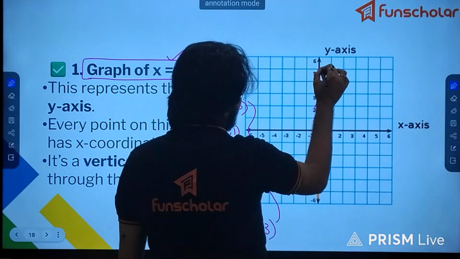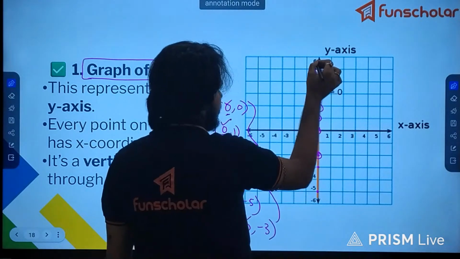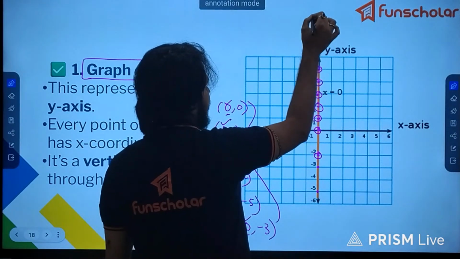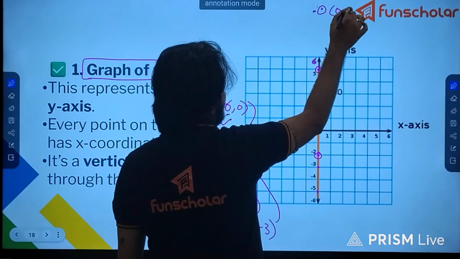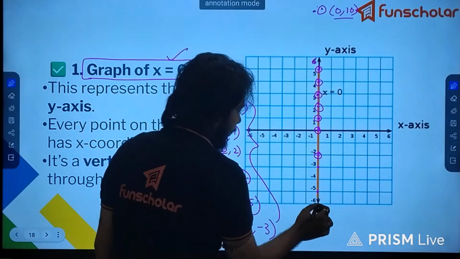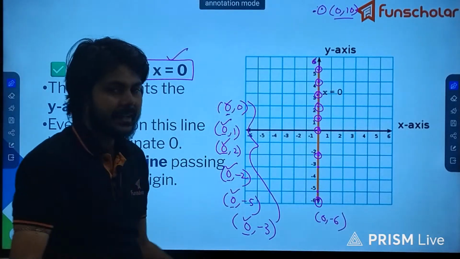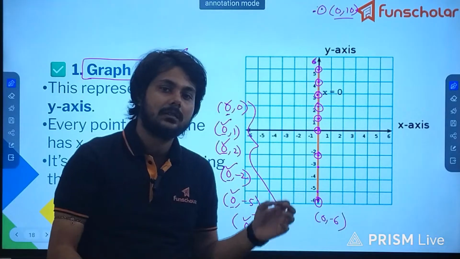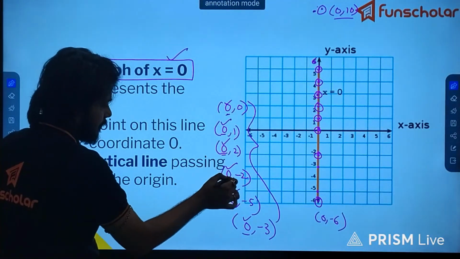Take any point on the y-axis, any point. Take this point, 0 comma 10. Take this point, 0 comma minus 6. Take any point that lies on the y-axis. You will find that the abscissa is 0.